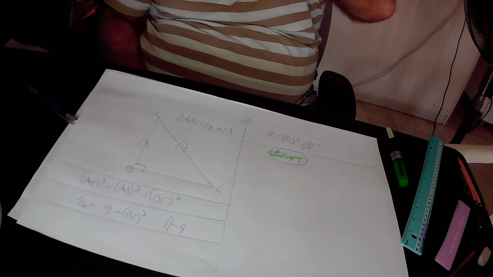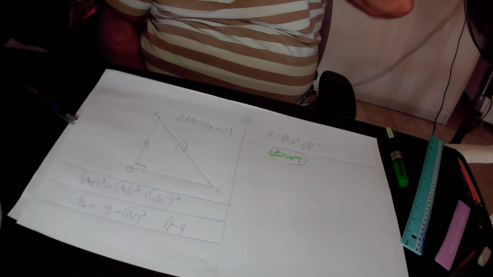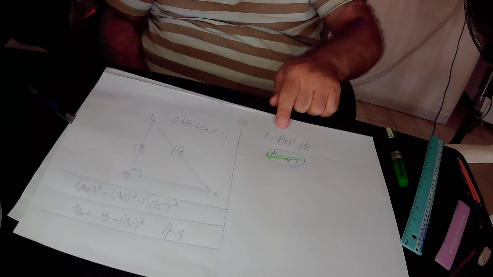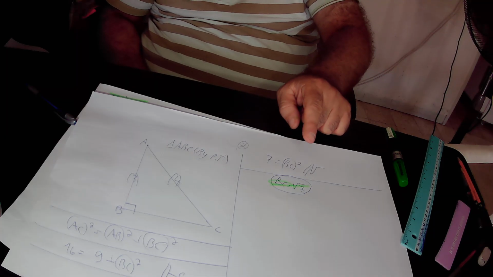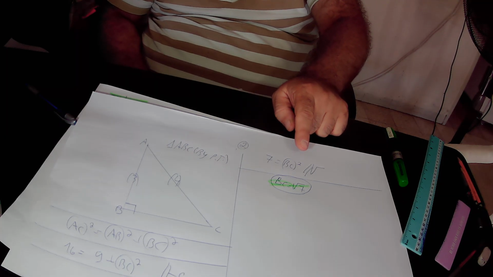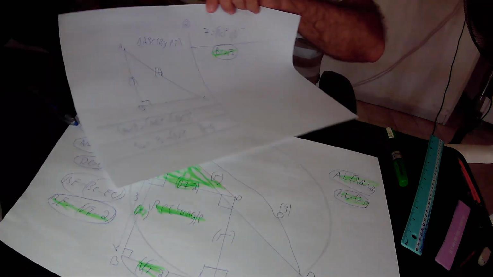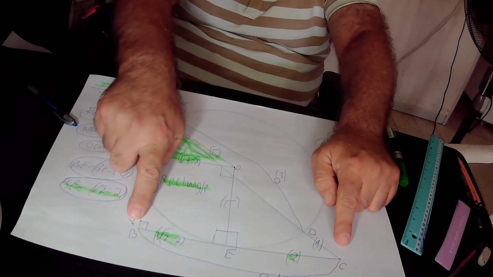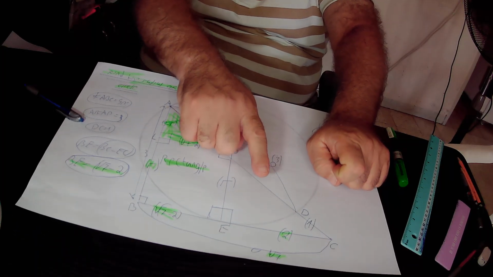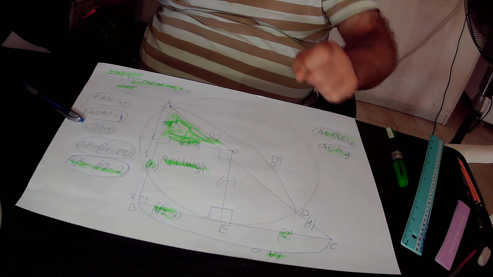Here we subtracted 9 from this equation, and finally found that 16 minus 9 is 7, so 7 equals BC squared. Here we took the square root of this equation, and found that the missing side BC is equal to the square root of 7 units in its length. This is the missing side BC that equals the square root of 7 units in its length.